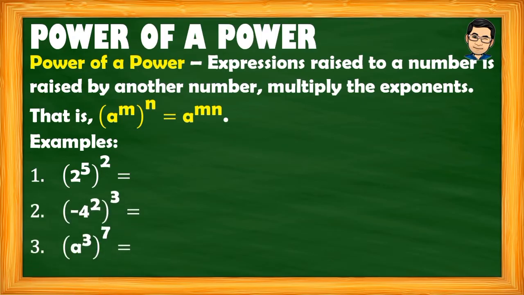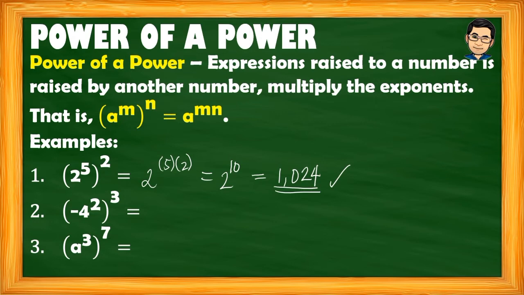Ayan. So, for the first example, the quantity of 2 raised to the 5th power, squared. Ang gagawin lang po natin, i-multiply natin yung exponents. So, sulat lang natin 2 raised to 5 times 2. And that is 10, di ba? So, 2 raised to 10 is not the final answer. We have to multiply 2 10 times. So, 2 raised to the 10th power, that is equivalent to 1024. This will be our final answer.